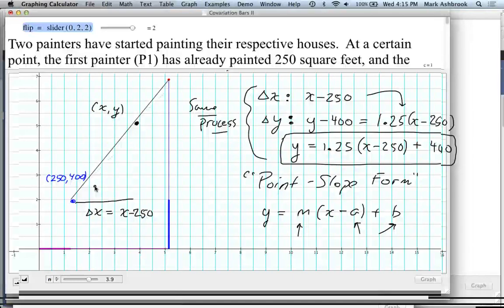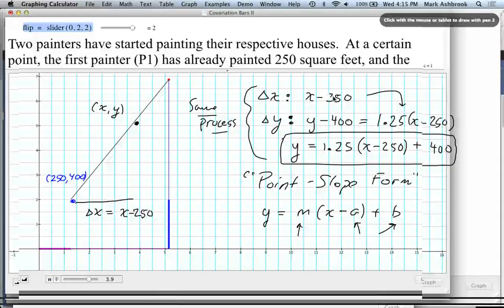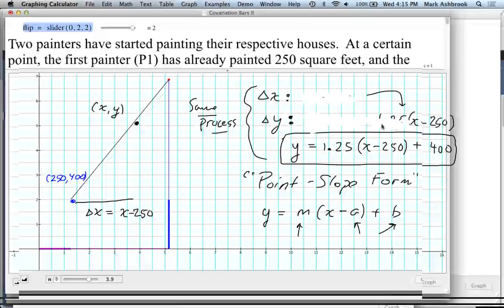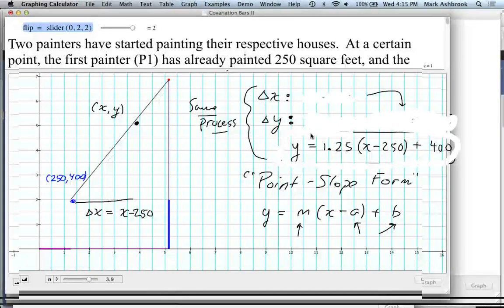So we know that delta y equals y minus 400. We know that delta y equals 1.25 times delta x, which we found is negative 250 in this case. So we have 1.25 times negative 250 equals y minus 400. So we can add 400 over. So we get to the same point you did, but starting over. So that gives minus 312.5, so y would be 87.5.